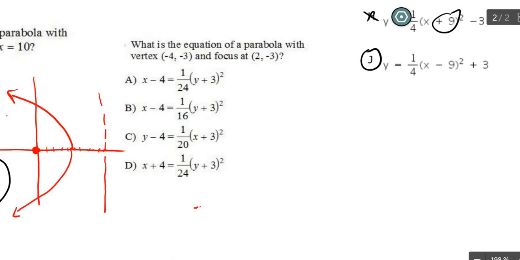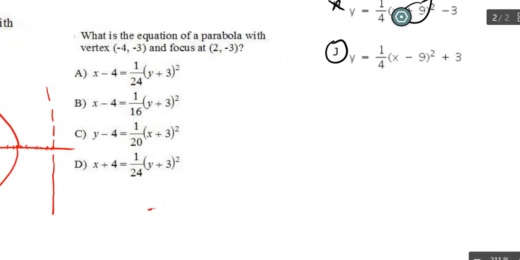We're given the vertex and the focus. So let's sketch one more time. The vertex is at -4, -3. That's the vertex. And then the focus is at 2, -3. So 1, 2, and 3, so -3 rather, -3. Okay.